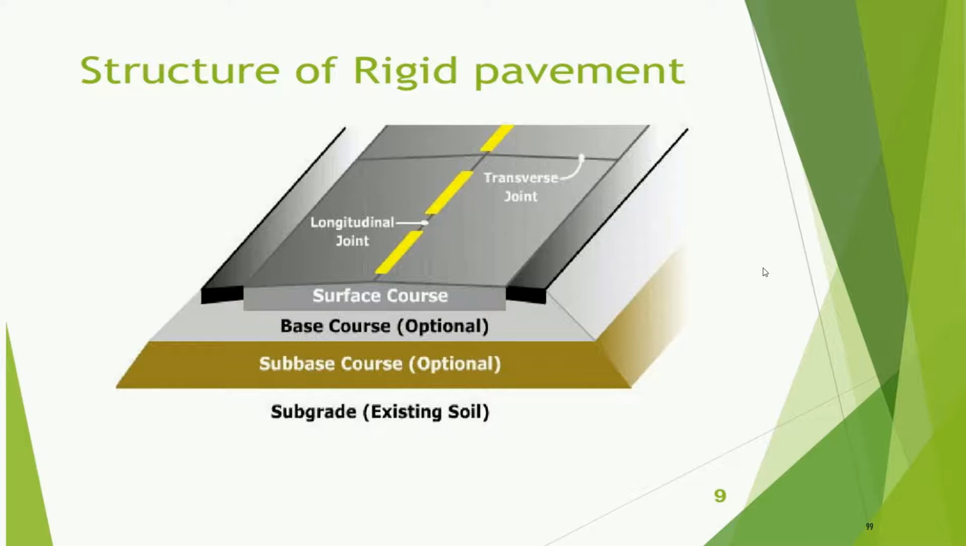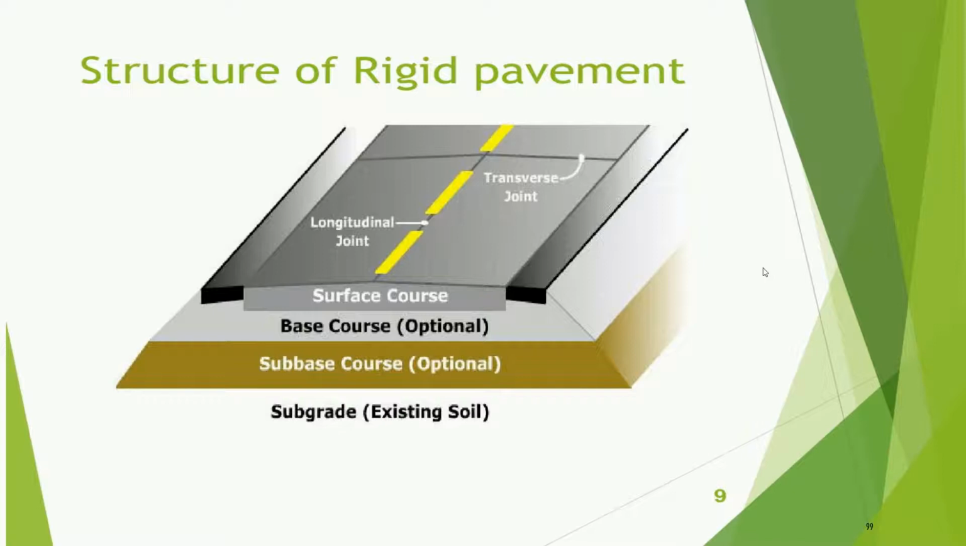Now we can move toward the structure of the rigid pavement. In case of rigid pavement, we are also providing various layers, that is the sub base course layer, base course layer, and surface course layer. And here the topmost layer is the construction of the slab. We are providing a slab with a particular thickness.